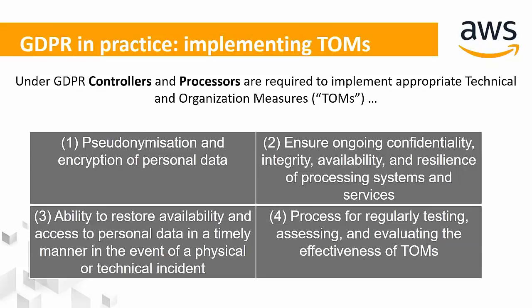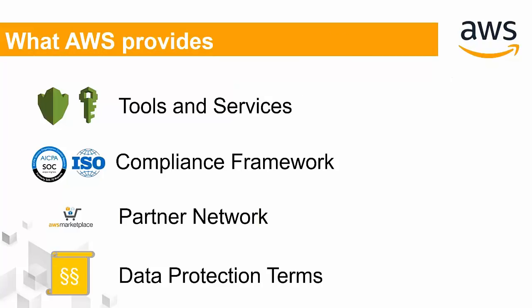So, of course, on the one hand, that means it makes sense to have some kind of certification or attestation of the other 3 points, and as well that there are processes in place which test the effectiveness of these technical and organizational measures. So what is AWS providing in this regard? Of course, we are providing tools and services. I will explain a little bit.